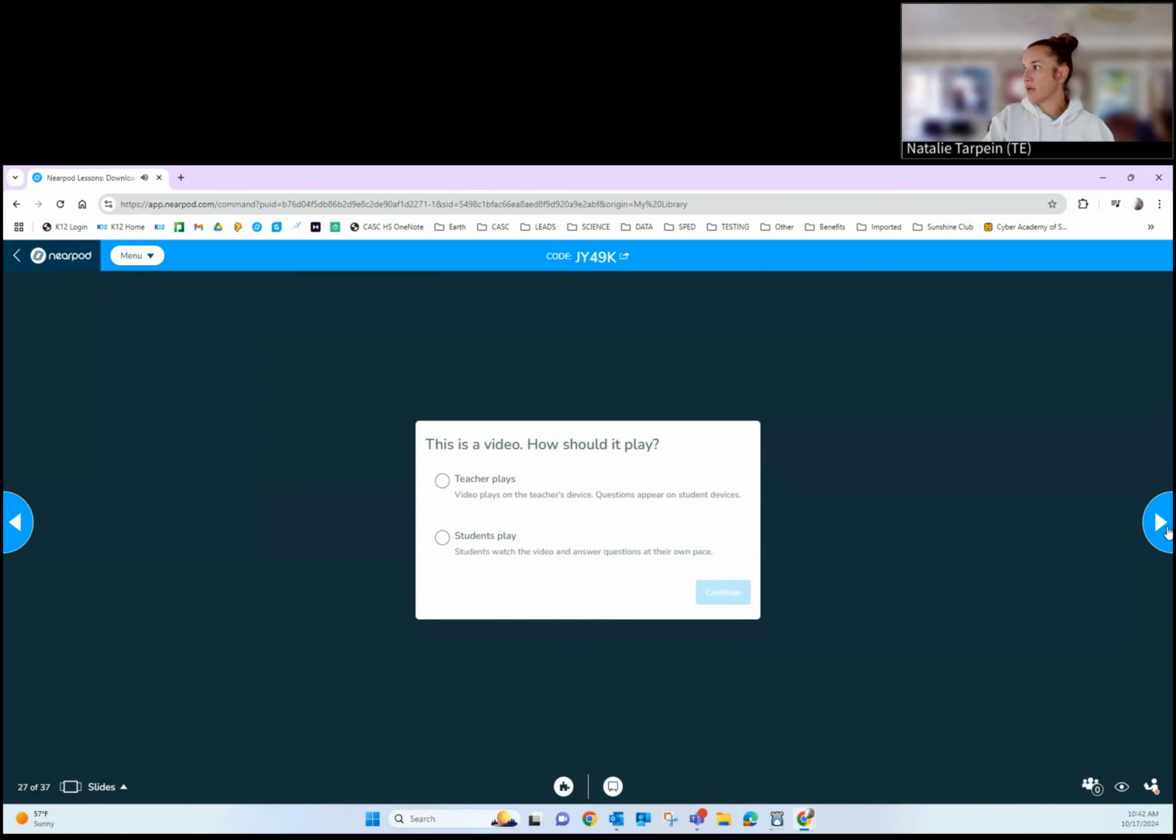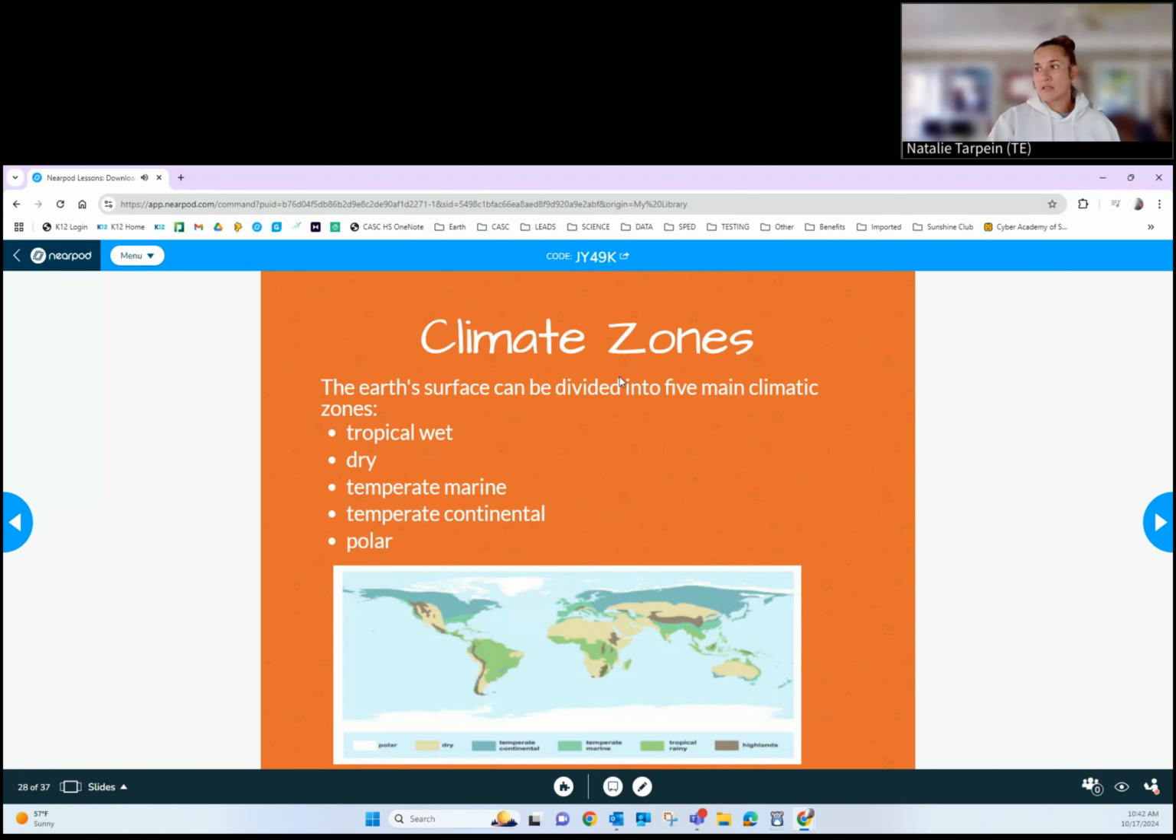Okay, so climate zones. These are the 5 major climate zones. You might have heard of them described as biomes before too. But basically: tropical wet, dry, temperate marine, temperate continental, and polar. So a little bit different maybe from biomes, but very similar. We're going to take a look at each of them.